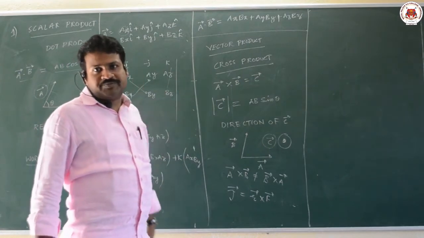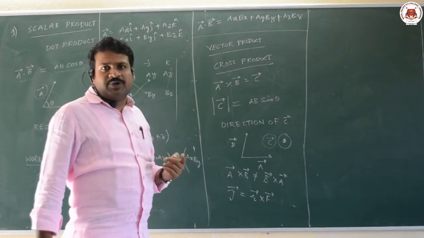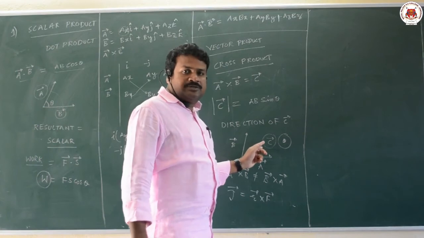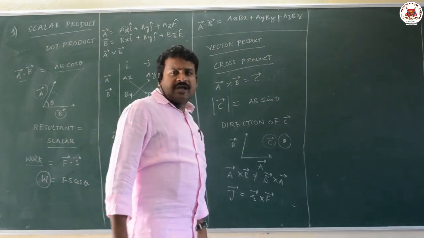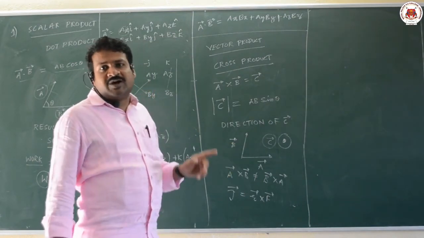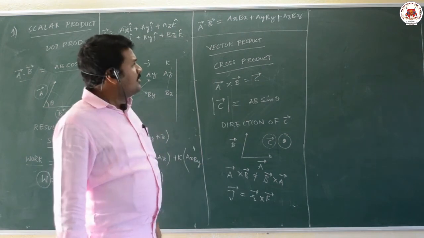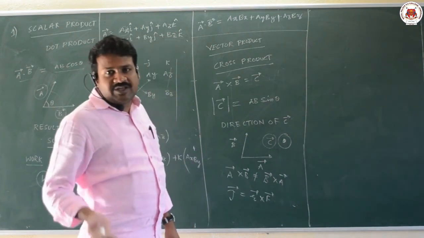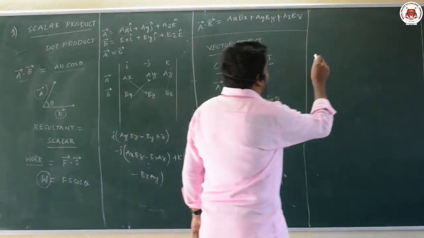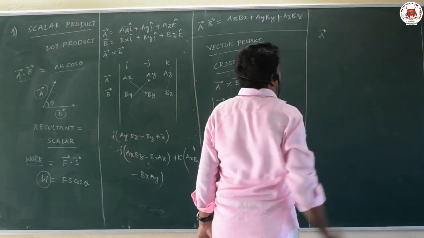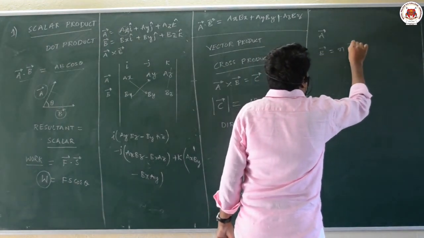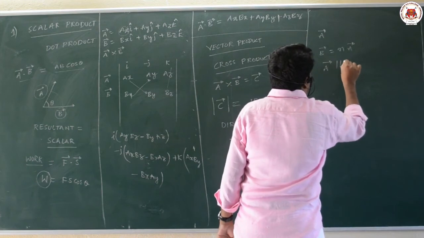Sometimes they will ask a question: find a vector which is perpendicular to both vectors a bar and b bar. That means indirectly it is asking you to find c bar. And the cross product of two parallel vectors will always be 0, and if a vector is multiplied by a number n, then it is parallel to the previous one. Suppose you want to make a vector which is parallel to a bar, then you write b bar is equal to a number into a bar. Then you can tell that a bar is parallel to b bar.